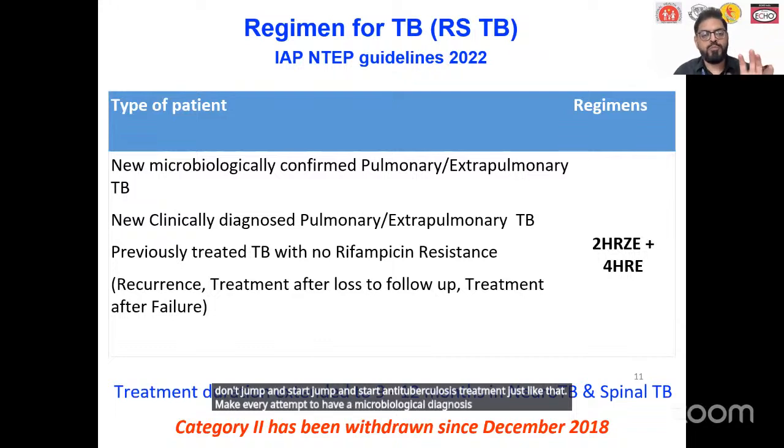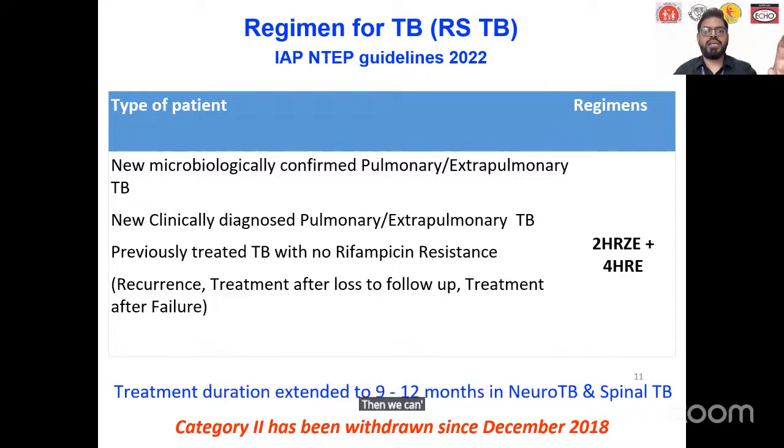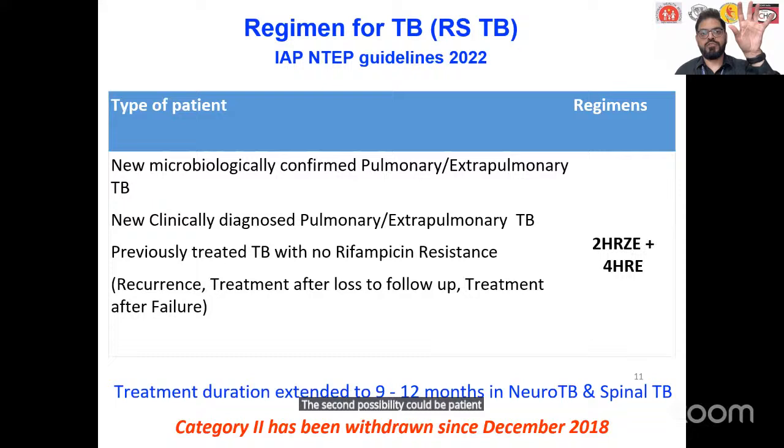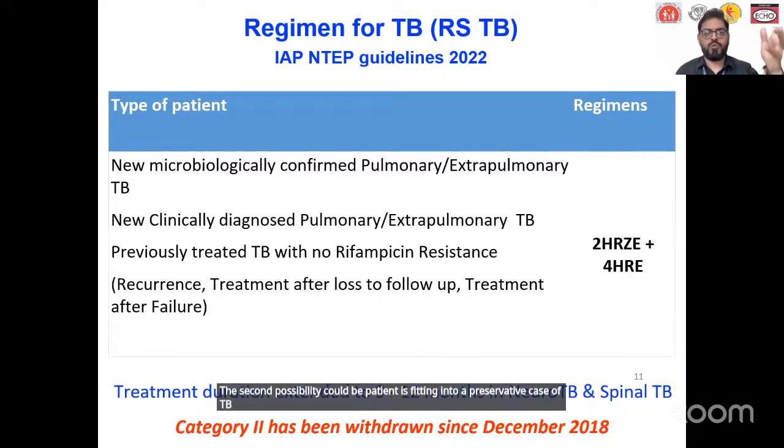Even after 2 properly made attempts, if the NAT or the molecular test is coming negative, then we can't wait because the X-ray is highly suggestive and it is clinically fitting into the diagnosis. We start the patient on treatment for drug sensitive TB and wait for our culture reports. So that is one possibility. Now, the second possibility could be that the patient is fitting into a presumptive case of TB, that is fever or weight loss or cough, whatever, but the X-ray is not highly suggestive.